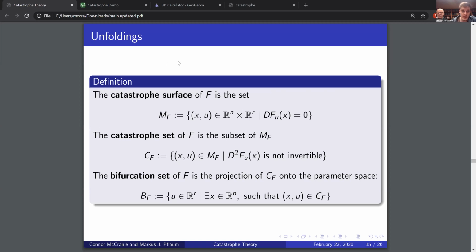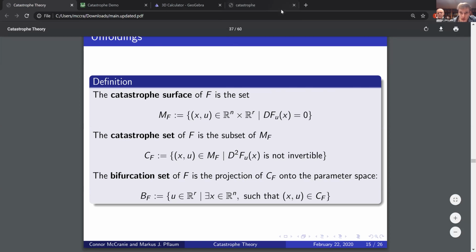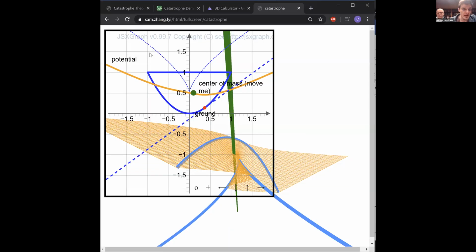So let's look at an example here. Oh no, hold on, sorry. All right, cool. Can everyone see that again now?